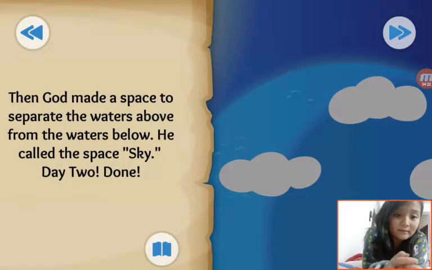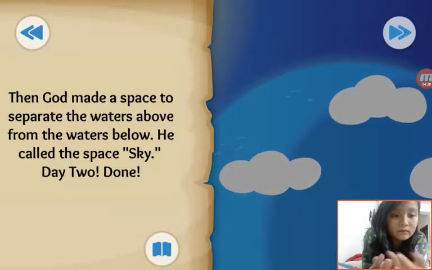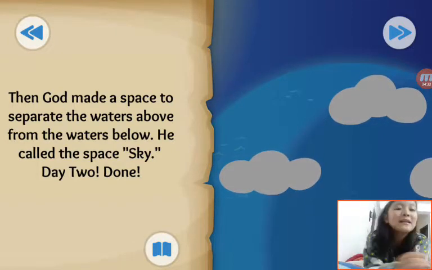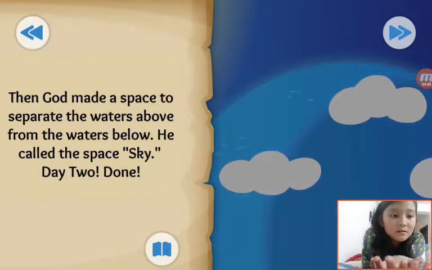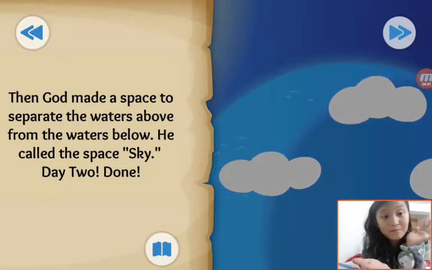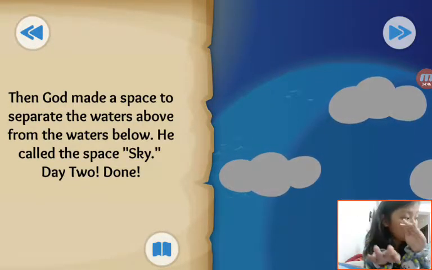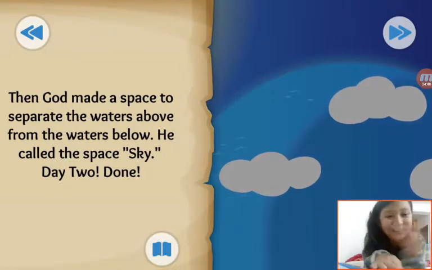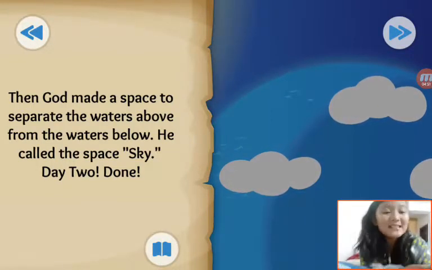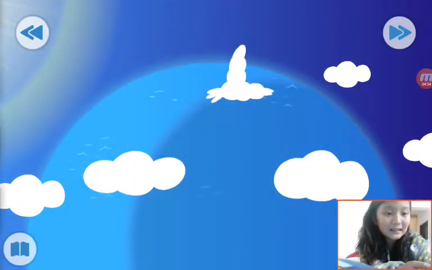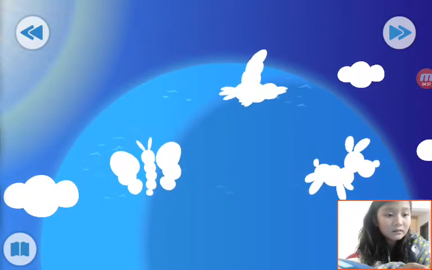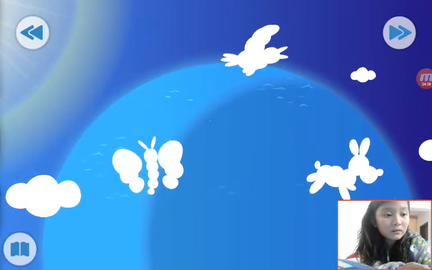Then, God made a space to separate the waters above from the waters below. He called the space sky. Day two, done. In day two, God has made the space to separate the land and the upper part. That is called sky. You can see the clouds.